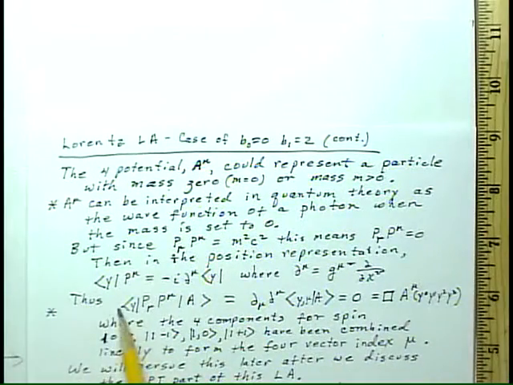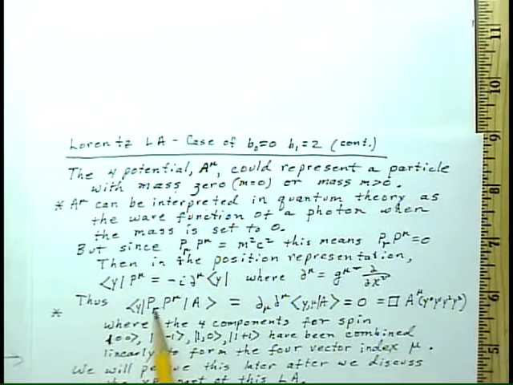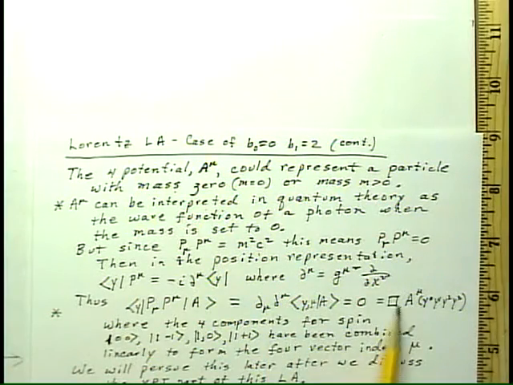Thus it follows that if we look at P mu P mu acting on A, which has to give us 0, and we let this P mu act in the position representation in units where h bar is 1, the minus i times the minus i gives us a minus 1. And we can cancel that because we get a 0 on the other side of the equation. The partial mu partial mu operator is called the D'Alembertian.